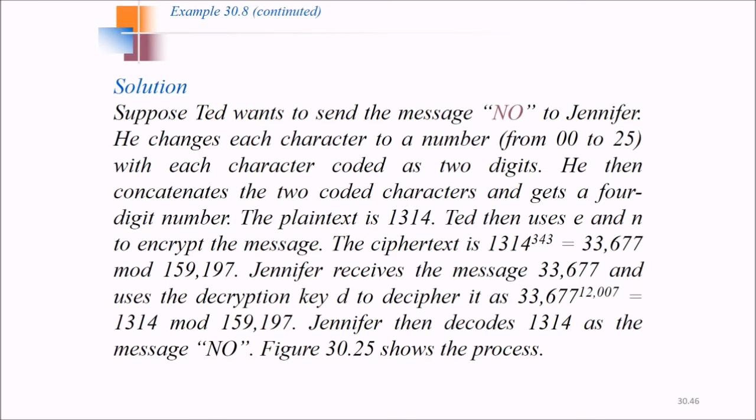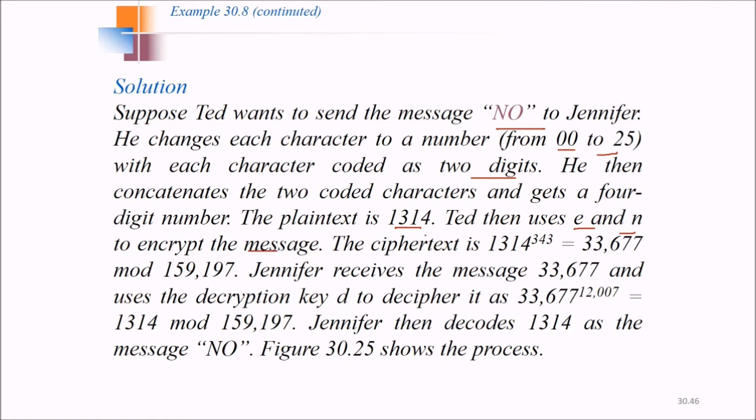So suppose Ted wants to send the message NO to Jennifer. So he changes each character to a number, say from 00 to 25, with each character coded as two digits. He then concatenates two coded characters and gets a 4-digit number. So the plain text will be 1314. Ted then uses E and N to encrypt the message.